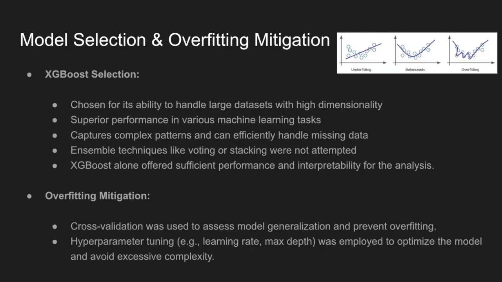For my final model, I chose XGBoost, although all three are available on the application for the data scientist to choose from, because it's well known for handling large, high-dimensional data sets and has a strong performance across many machine learning tasks. It does a good job with missing data, which is important when we're working with movie data sets, which don't always have complete data. And then, although ensemble methods like voting and stacking were considered, I did not pursue them because the XGBoost alone provided the performance interpretability needed for my analysis.